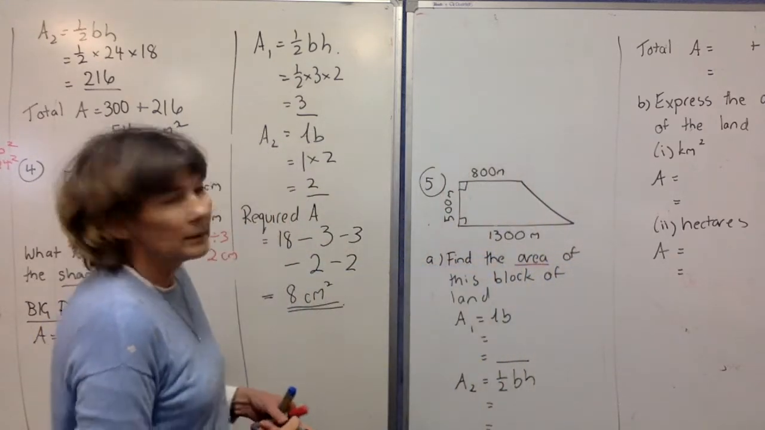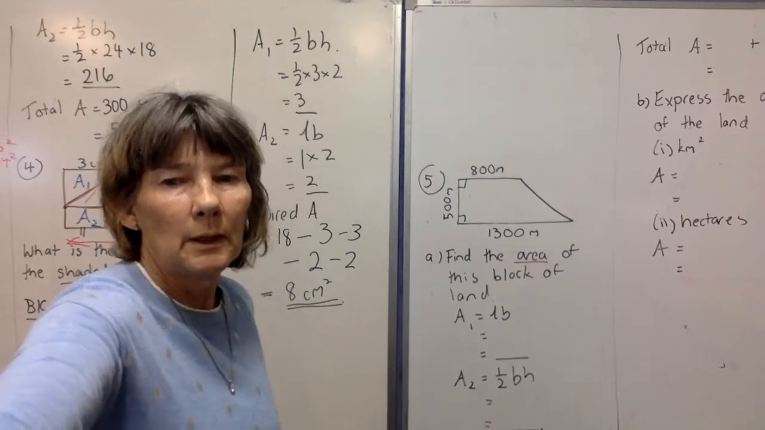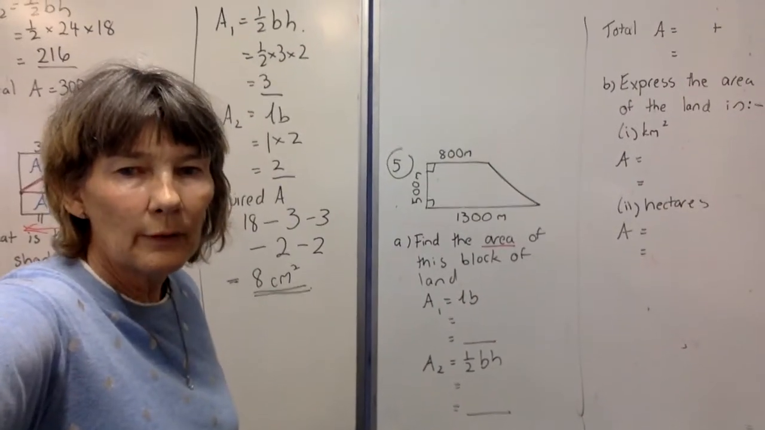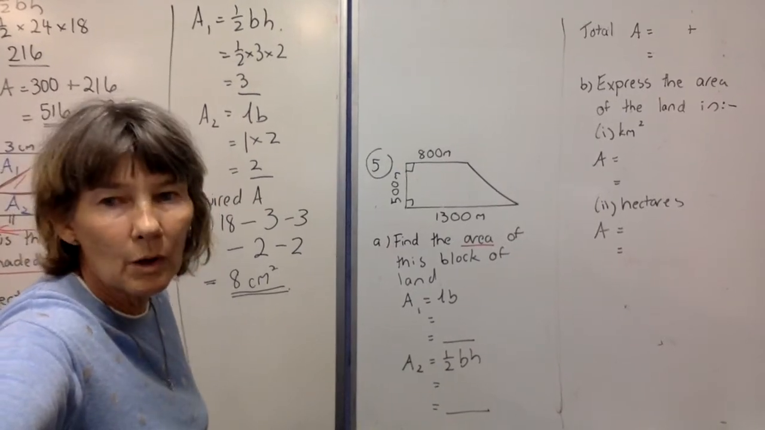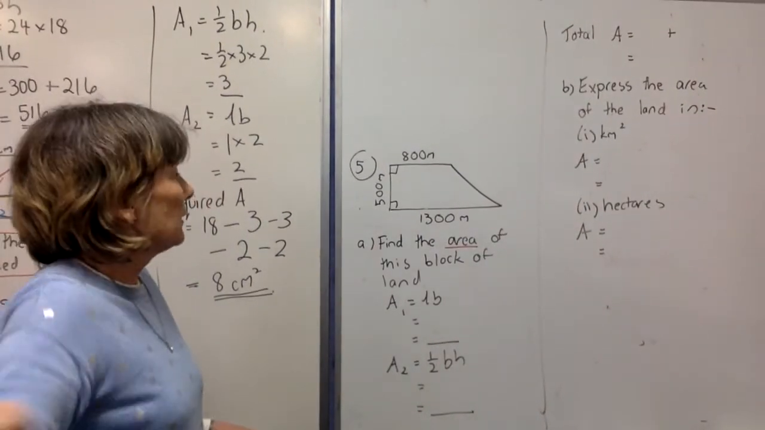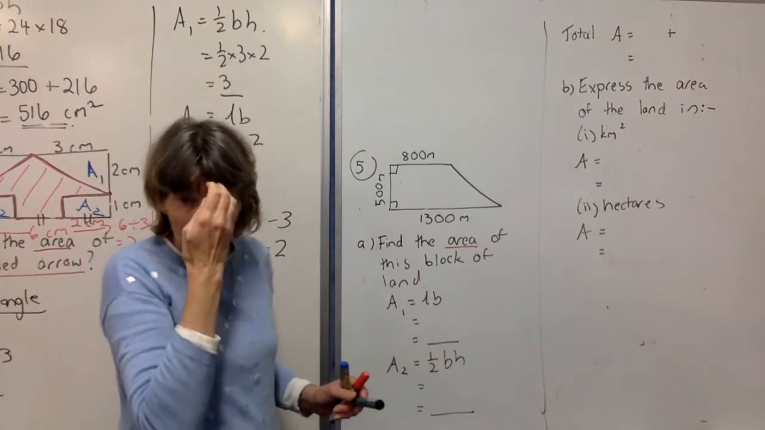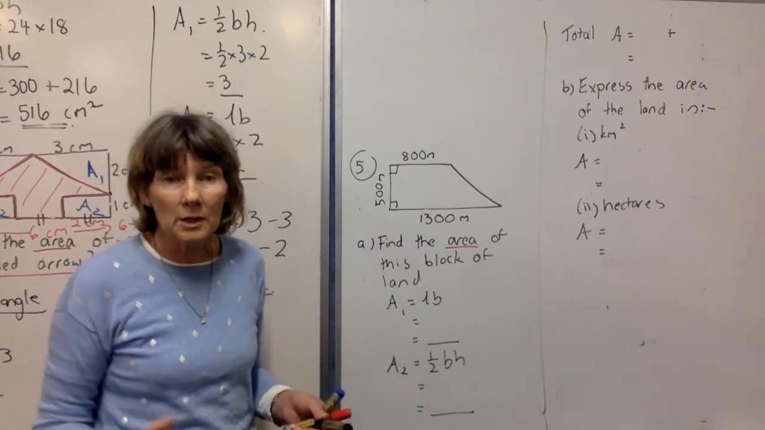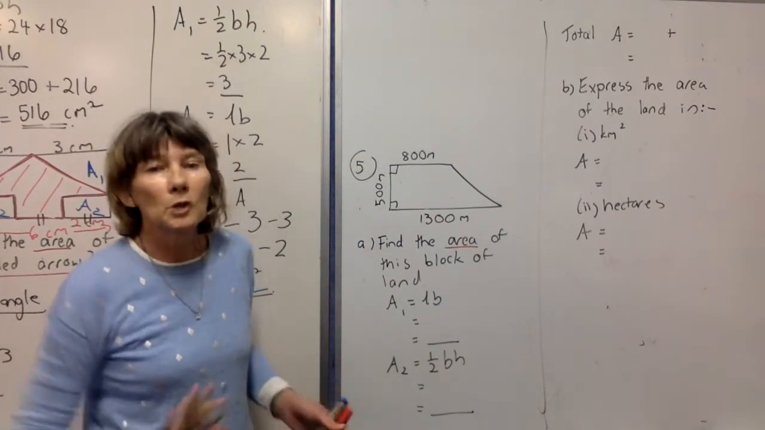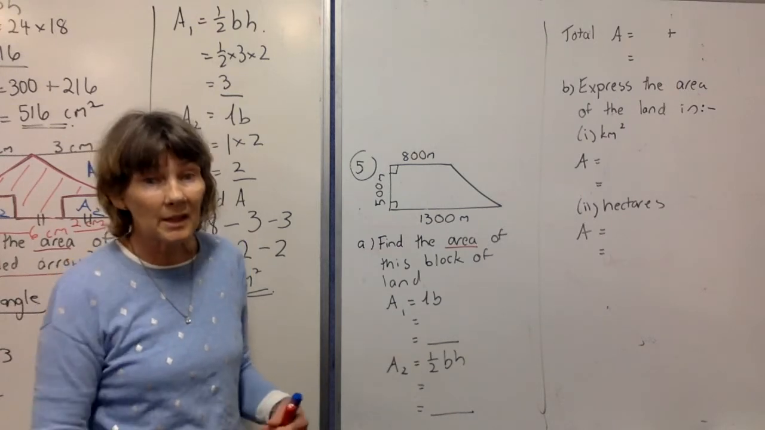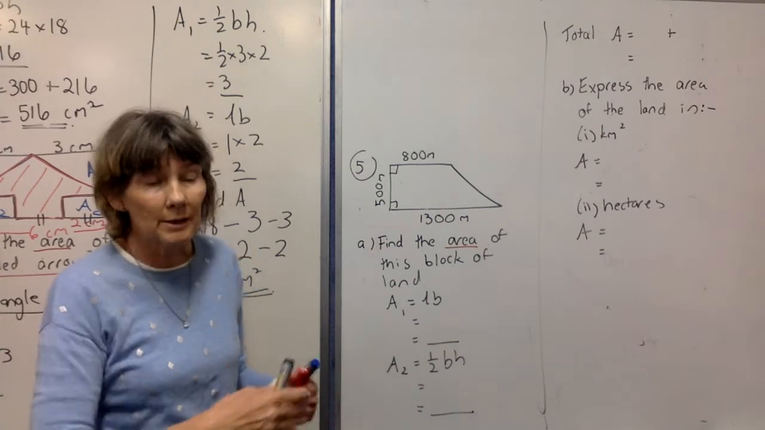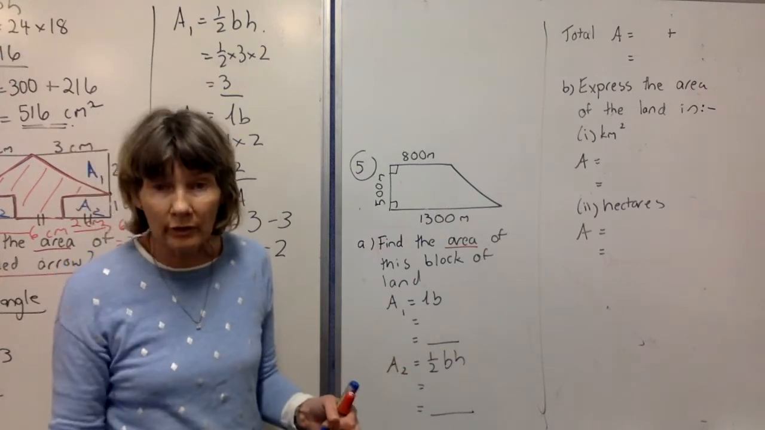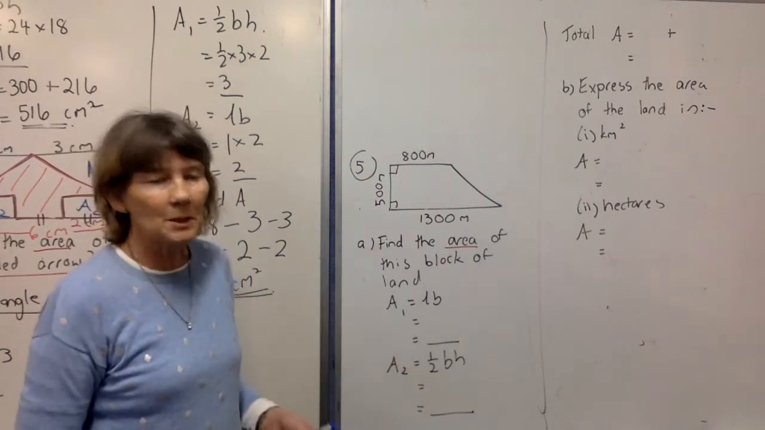All right, now this one here, this sort of thing happens in real life. We need to know how to do these. So we're finding the area of a block of land. The block of land looks like this. If you live at the end of a cul-de-sac, the blocks can't be rectangular. They have to actually shape around a curve, so there will be some odd shapes like this.